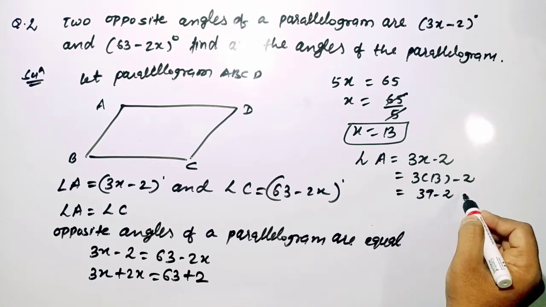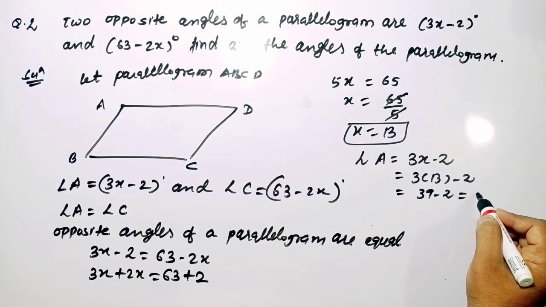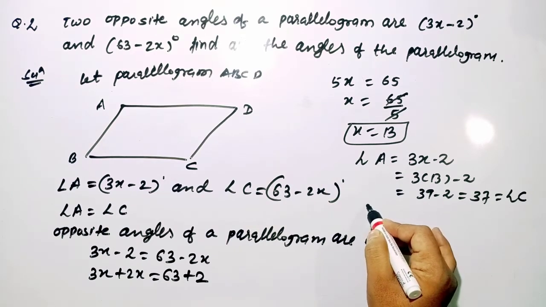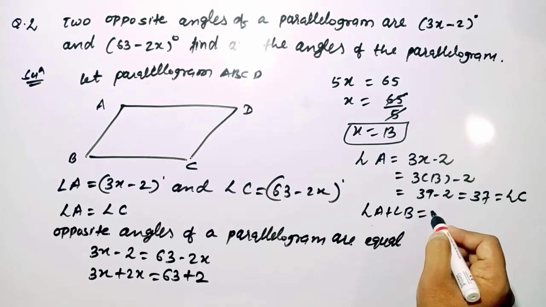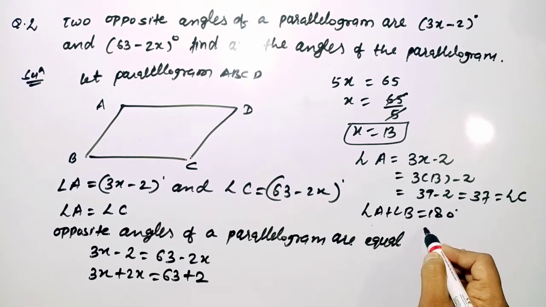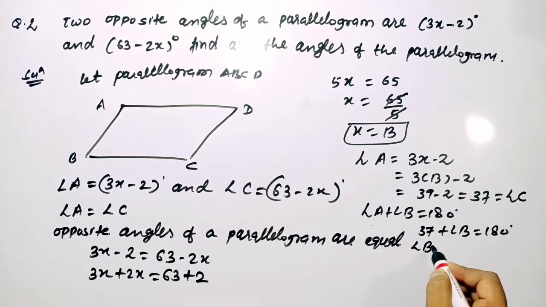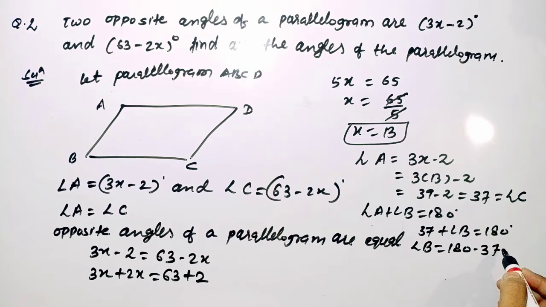So this 37 is also equal to angle C, because measure of angle A is equal to measure of angle C. Similarly, we will find angle B, which will be equal to angle D, and we know that adjacent angles of a parallelogram sum to 180. So angle A plus angle B is 180. So angle B is equal to 180 minus 37, so we are getting 143. Angle B is equal to angle D, because D is the opposite angle to angle B. Is it clear, student?